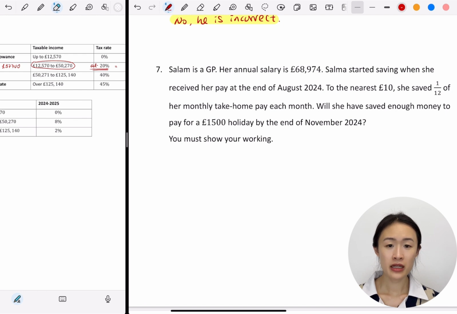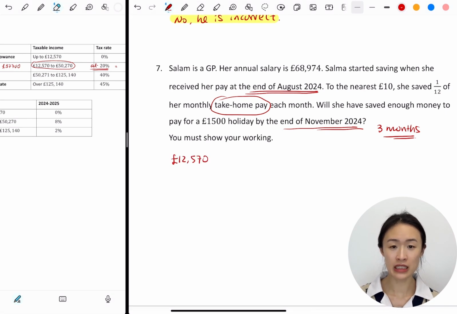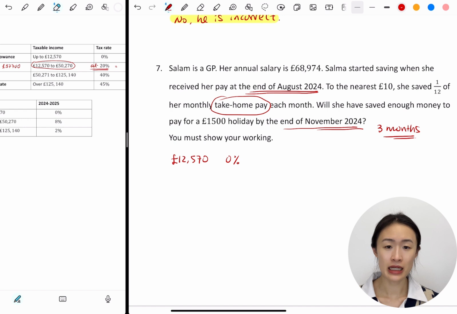Now we are told Salam's salary, which is 68,974. So she started saving at the end of August. Hopefully by the end of November, she will be able to save enough money to go on holiday. So that means that there are 3 months, and we need to work out how much she can save in these 3 months. So we know the first 12,570, she doesn't need to pay in tax and national insurance.